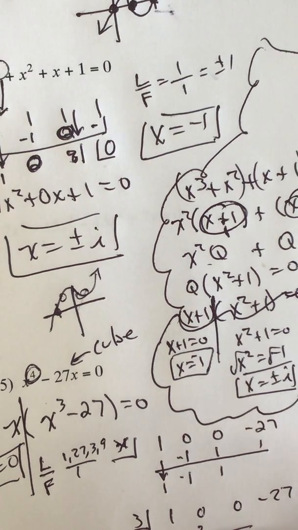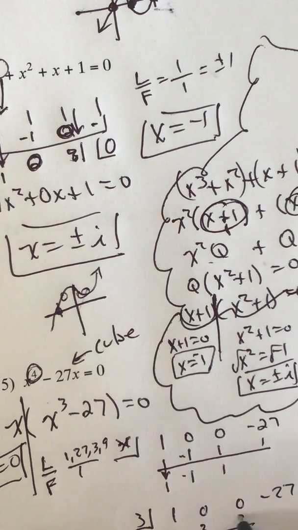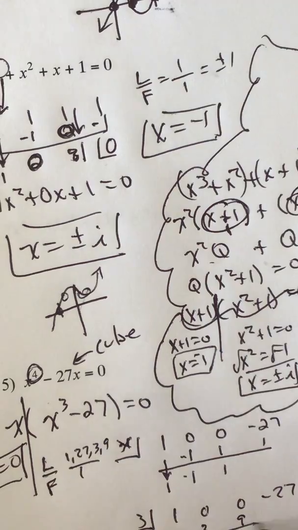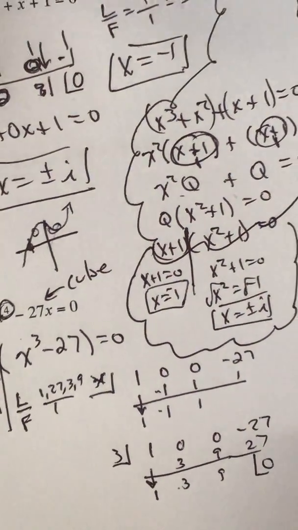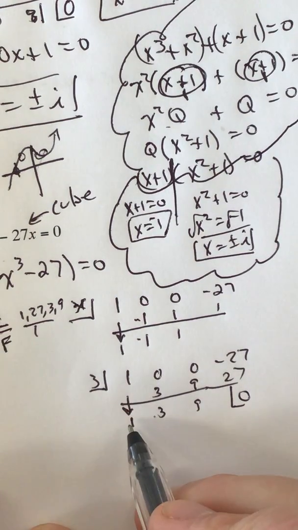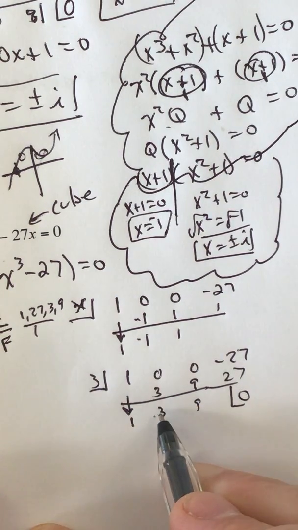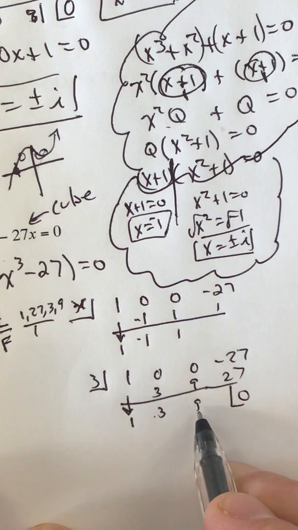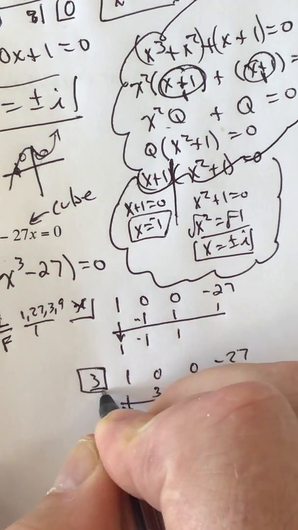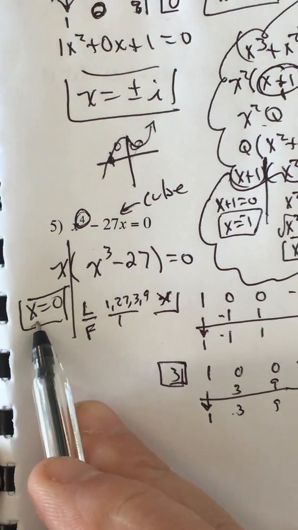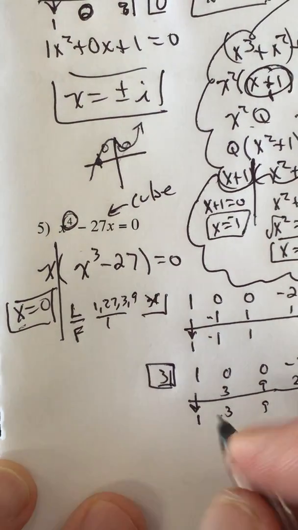1 times 3 is 3, add is 3, 3 times 3 is 9, add is 9, 3 times 9 is 27. Okay, found one. I dropped down the 1, 3 times 1 was 3, add, 3 times 3 is 9, add, 3 times 9 is 27, add, made it. So one of the answers is 3. So now I found 2, x equals 0 and x equals 3.